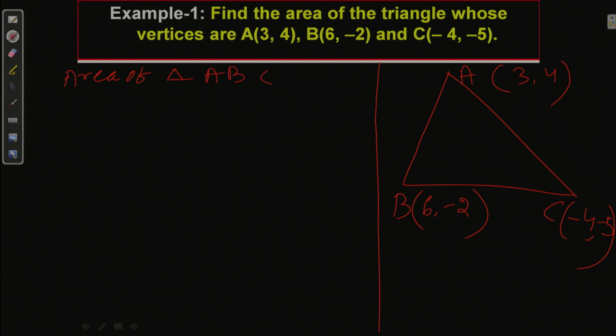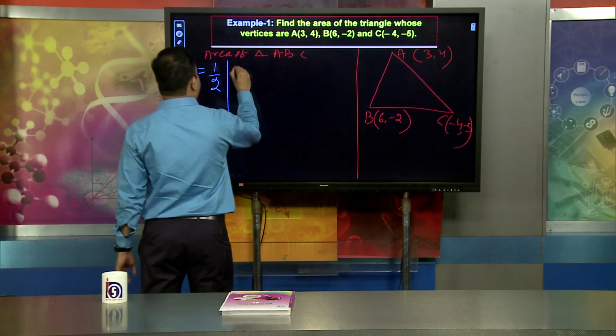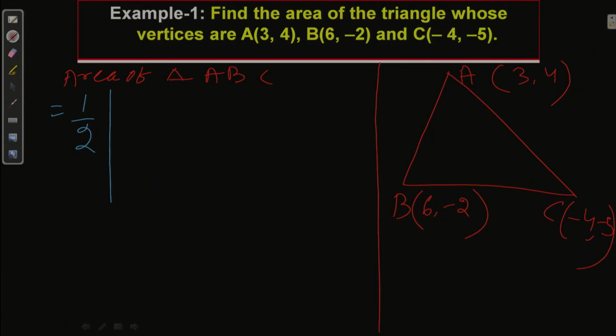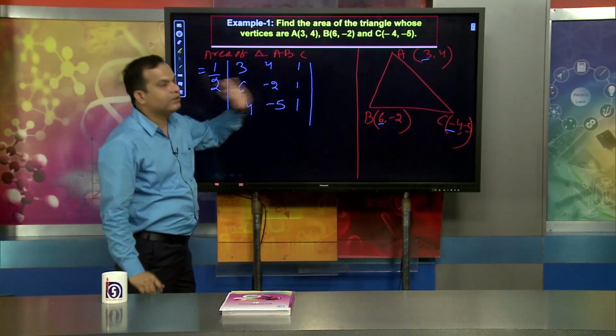What is the area of the triangle? We have already discussed, it is equal to half into the determinant of x1, x2, x3, that is 3, 6, minus 4, and y1, y2, y3, that is 4, minus 2, minus 5, and 1, 1, 1. When we find this determinant value, we can find the area of the triangle.